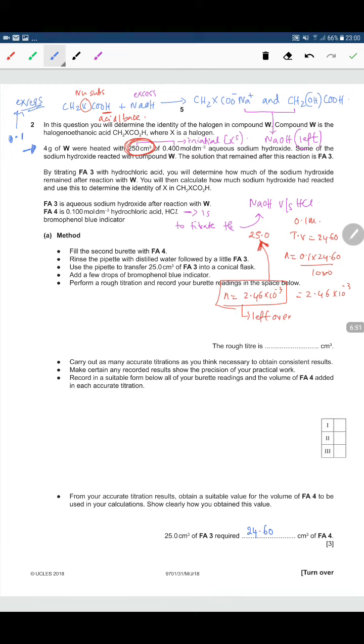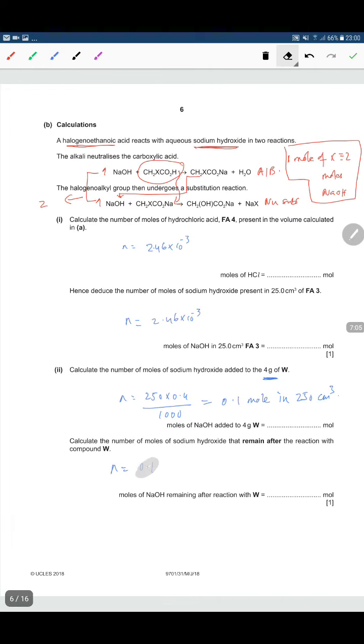Yes, so let us go back. This is the amount left over. This is the leftover in 25 centimeter cube. So first we have to calculate the leftover in 250. So that's not going to be 0.1. It's going to be 2.46 times 10 to the minus 3, which is found in 25, multiplied by 250 divided by 25. This is 2.46 times 10 to the minus 2 left in 250 centimeter cube of solution, right?